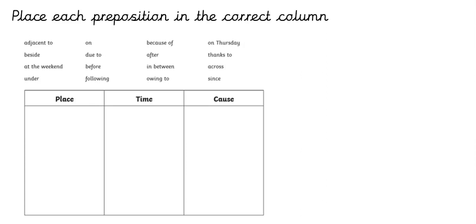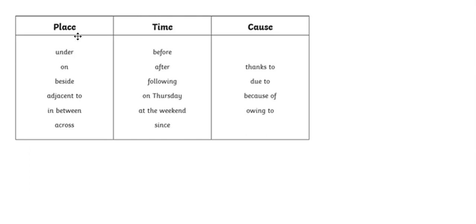Okay then, let's have a look at the answers. In place, we've got under, on, beside, adjacent to, remember that means next to, in between and across. For time, we've got before, after, following, on Thursday, at the weekend and since. And cause, we've got thanks to, due to, because of and owing to. Well done if you got those correct, particularly if you got the cause ones correct because they were the tricky ones. Well done, Year 6. Let's move on.